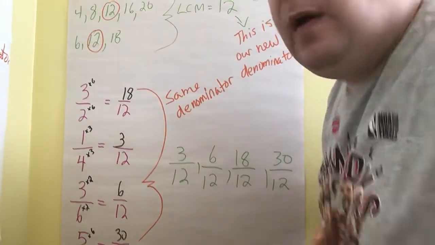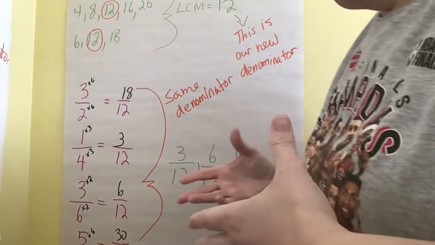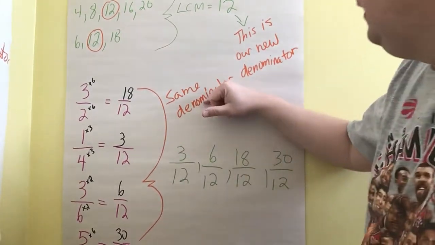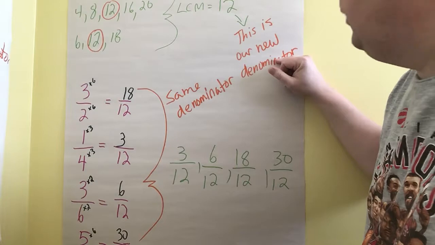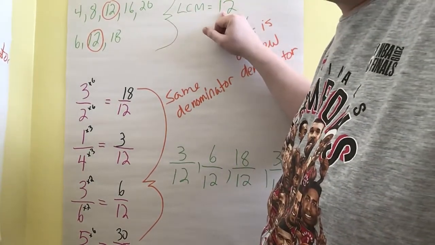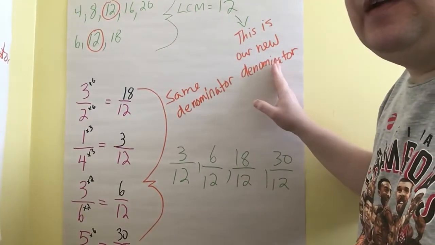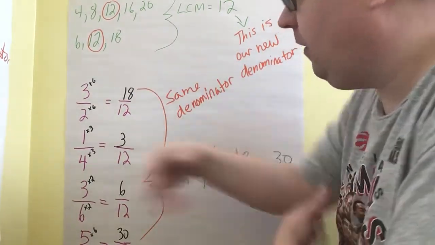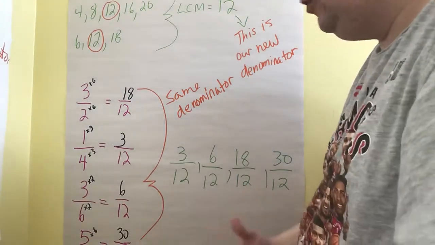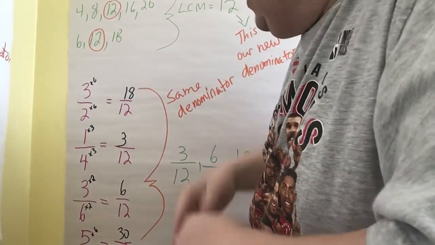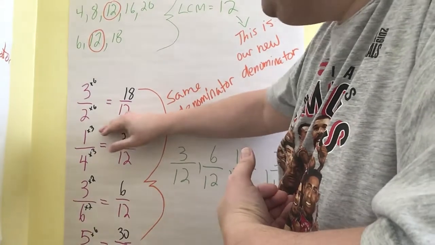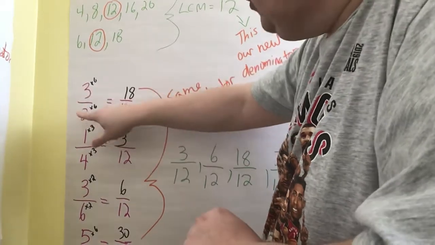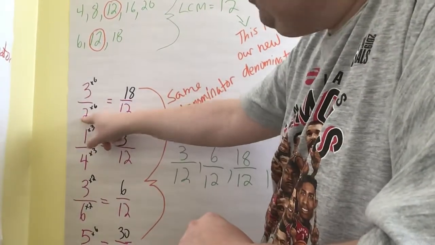So now, what we're going to do is make some equivalent fractions. And we're also making a new denominator. Okay, so the lowest common multiple is 12. That becomes our new denominator. So we're creating a common denominator so that we can compare all 4 fractions with the same denominator. Okay, and how we do it is, my new denominator is 12. So I look at 3 over 2. So 2 times what will give me 12?